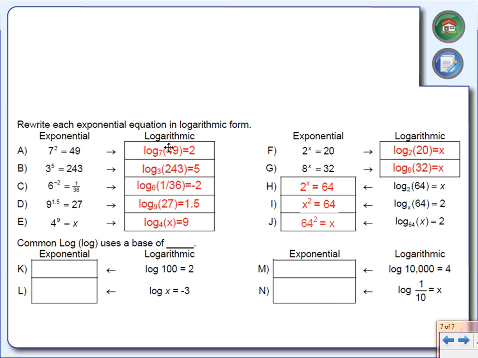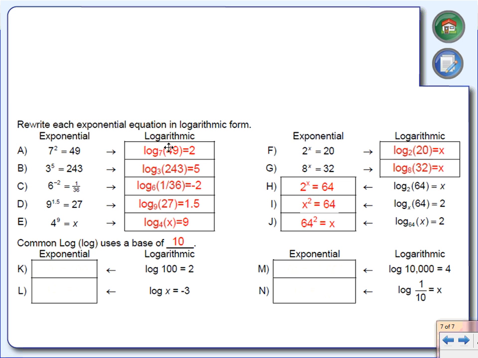Now the last part down there is a little bit different. We've got something called a common log. A common log uses a certain base, and the base they use on that common log is 10. Common log uses a base of 10. So if you look closely at those logs at the bottom, it looks like there's no base on it. Looks like there's not a number on the bottom right-hand corner of the log. But it is there. You just can't see it. And that base is 10.